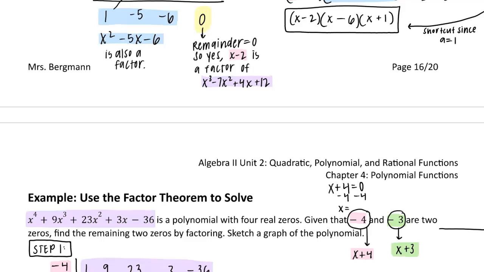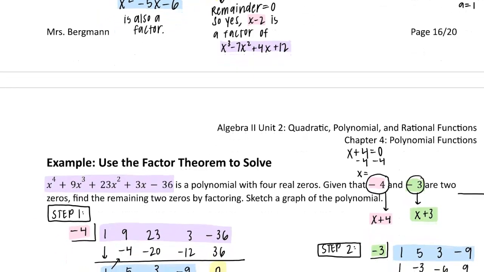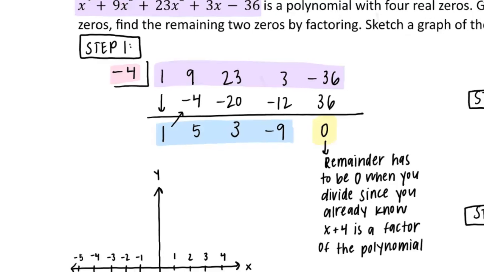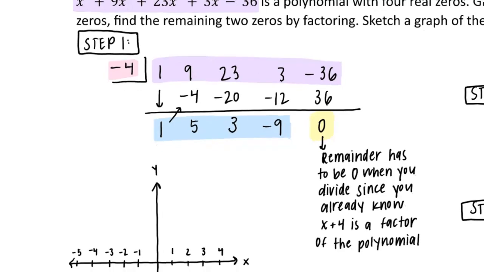So keep in mind that the factor and the root are opposites. Now that you have the factors, you know 2 of the factors already are x plus 4 and x plus 3. You can divide them out. So I went ahead and I divided out the x plus 4. Remember, I can use synthetic division for that. When I divide it, I get a remainder of 0, and I knew that it was going to have to be 0 because they already told me in the question that x plus 4 was a factor. So now I'm going to take my quotient, my 1, 5, 3, and 9. I know that represents something with 1x cubed.